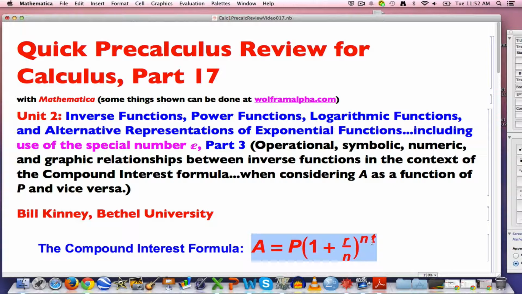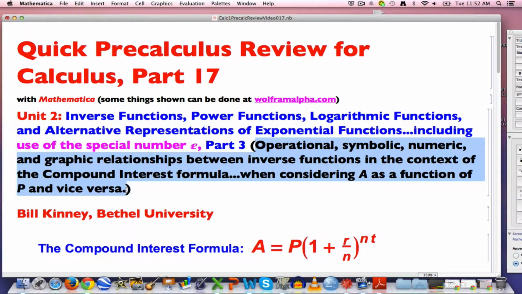We took the r, the n, and the t to be fixed, and we thought then of this formula as defining the accumulated balance A as a function of the principal P. We also solved that formula for P as a function of A and thought about inverse functions, which is one of the main themes of Unit 2. In this video we'll continue thinking about the same example and continue thinking about inverse functions in much more detail.